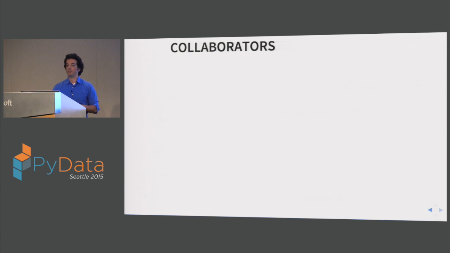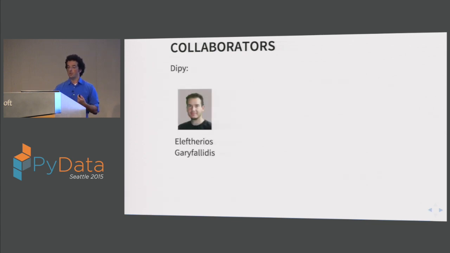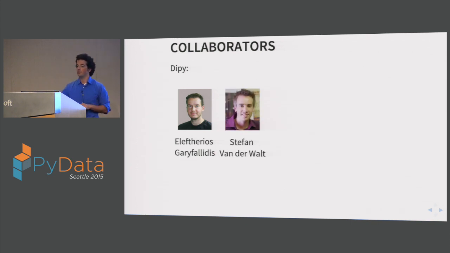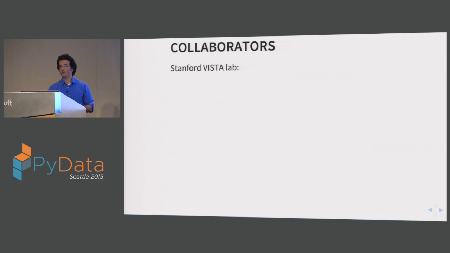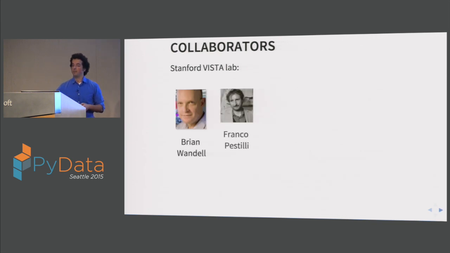I'd like to just mention my collaborators on this work. On the DiPy side, Eleftherios, who started the project, Stefan van der Walt, who is now being mentioned for the second time today, if you noticed in Josh Bloom's slides earlier, who was involved in this work, and Bago Amirbekian. There were many other collaborators on DiPy, but I'm mentioning these people in particular who were involved in this statistical validation effort. And then at Stanford, during my postdoc, I worked in Brian Wandell's lab. Franco Pestilli was the lead author on this linear fascicle evaluation approach.